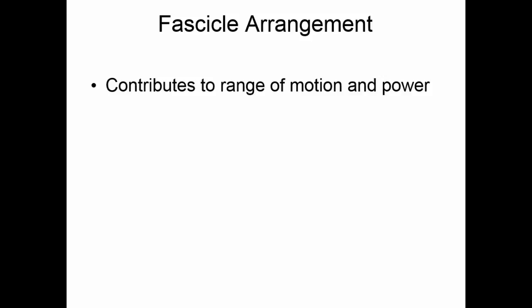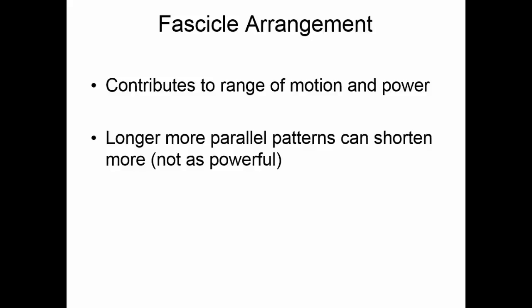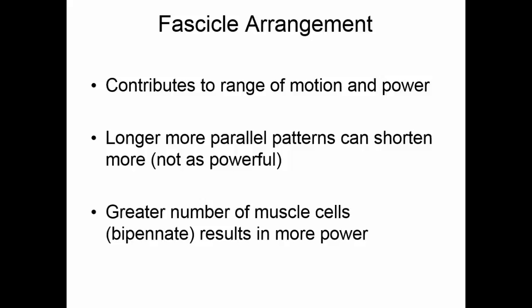The fascicle arrangement will contribute to the range of motion the muscle can produce, as well as the power of the muscle. Those longer, more parallel patterns can shorten more. They're not as powerful, but they can give whatever bones they're attached to the greatest range of motion. Your pinnate kinds of muscles, here you have a large number of muscle cells that results in more power, but you don't have as much range of motion.